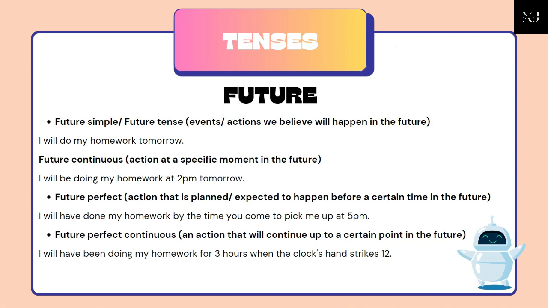Future perfect continuous, it is an action that will continue up to a certain point in the future. I will have been doing my homework for 3 hours when the clock's hand strikes 12. You see, an action that will continue to a certain point, 12 o'clock in the future.